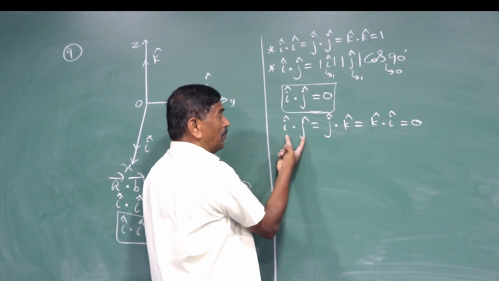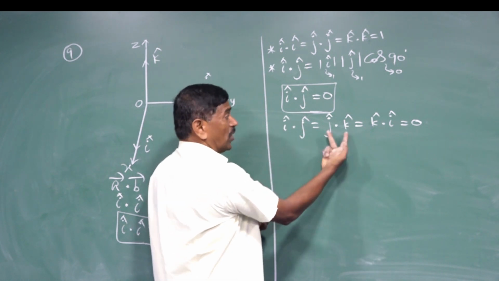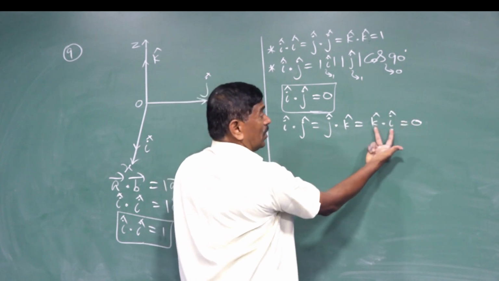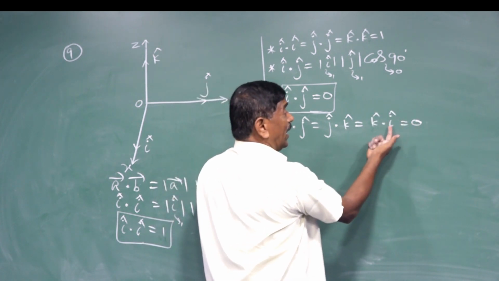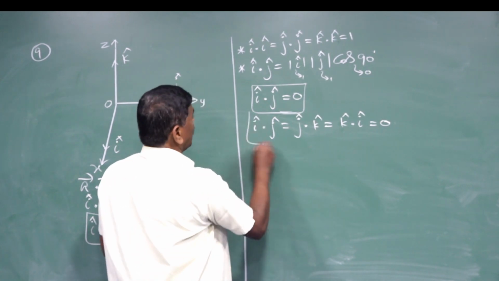And its dot product also equal. Dot product is commutative, so equal to 0. That is, i cap dot k cap is also equal to 0. Okay, that is the next property.